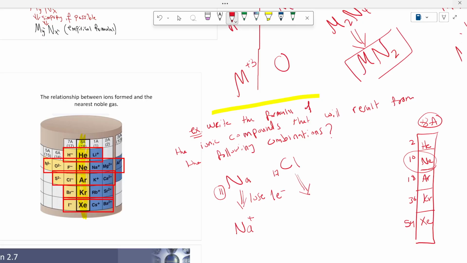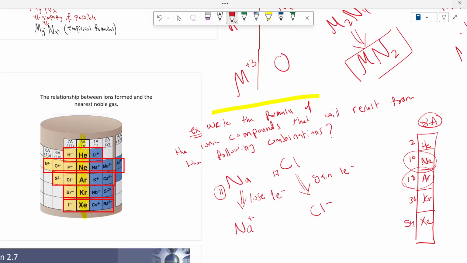Do the same for chlorine. Chlorine is 17. Where is the corresponding noble gas from the list? Yes, the answer is argon, argon 18. For chlorine to be similar to argon with 18, then it should gain 1 electron to form Cl-1. So this is the most important step.